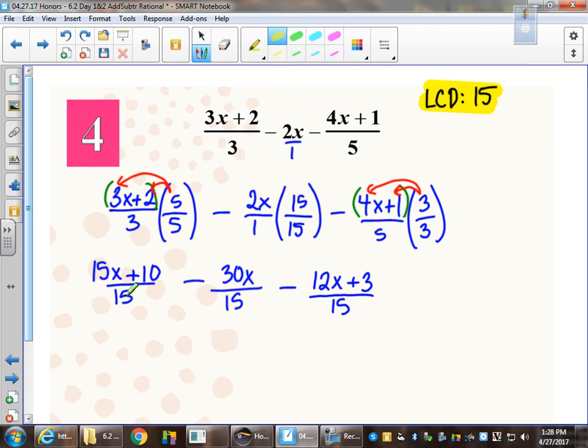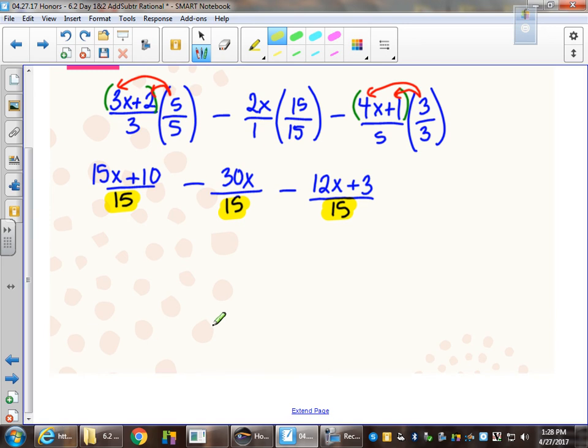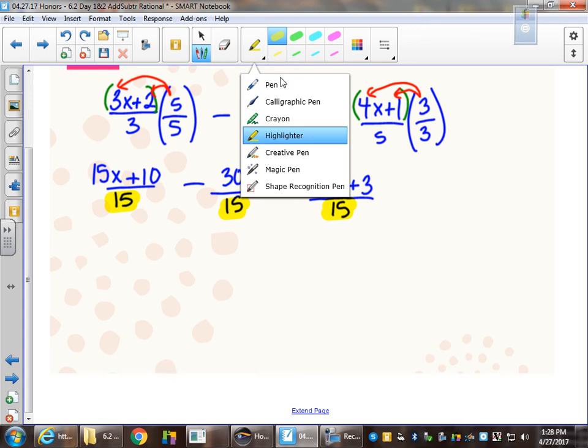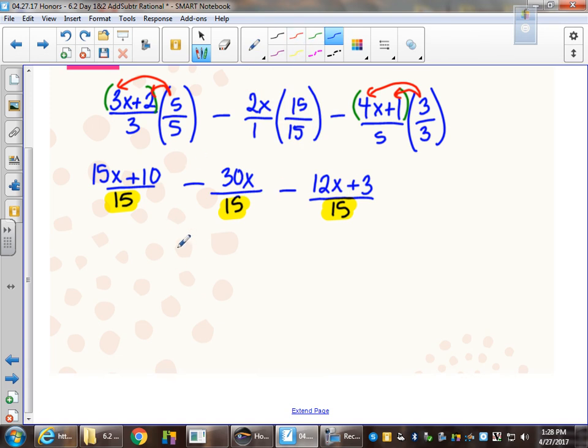When I look to see the result of what we just did, and I look at my denominators, I have accomplished a common denominator of 15. And now we are going to add and subtract what's up top. So that's going to be 15x plus 10 minus 30x.